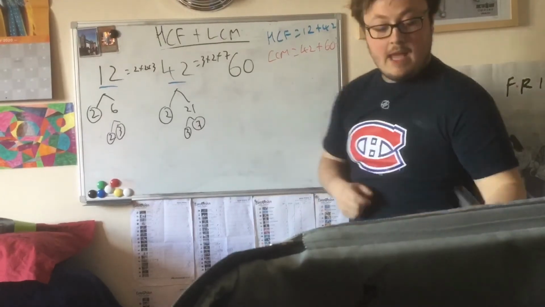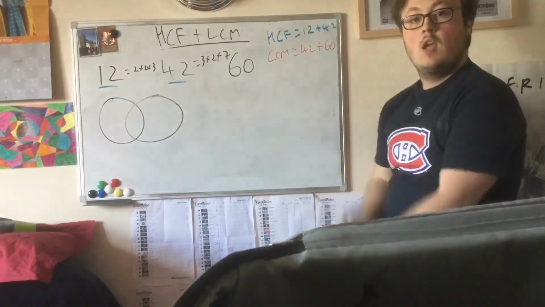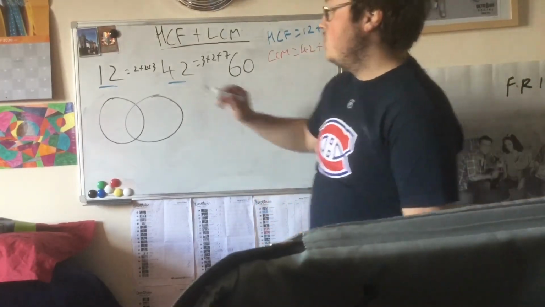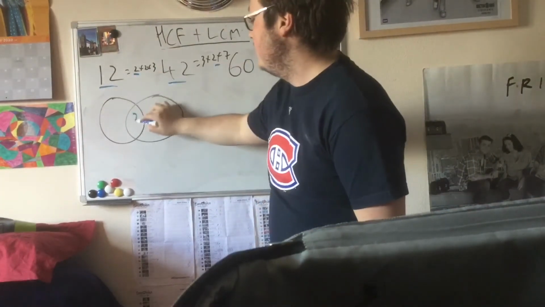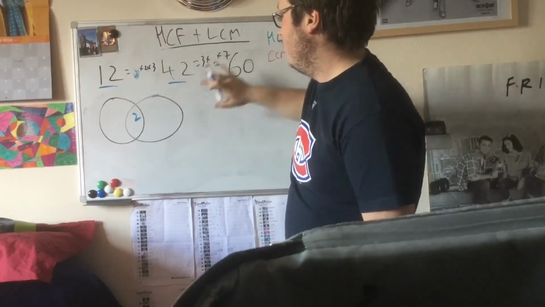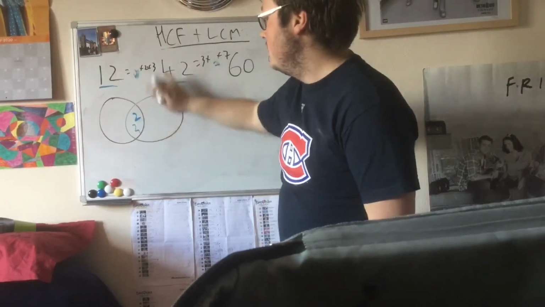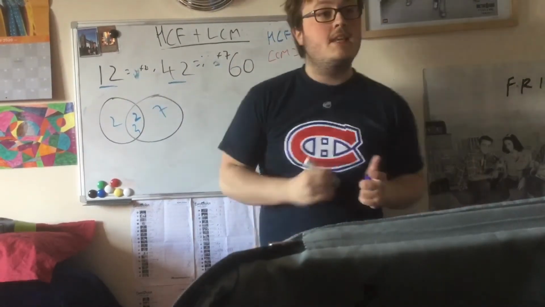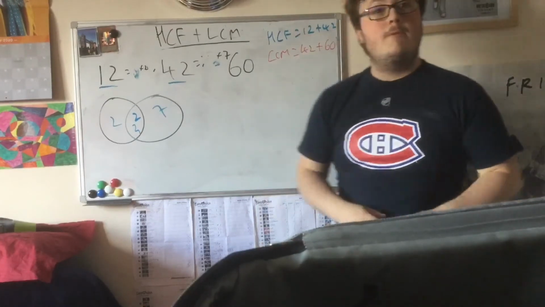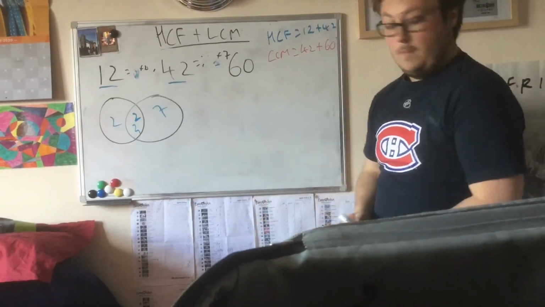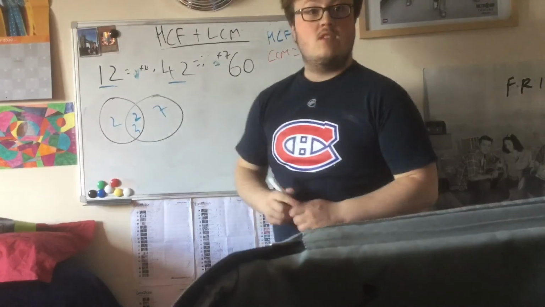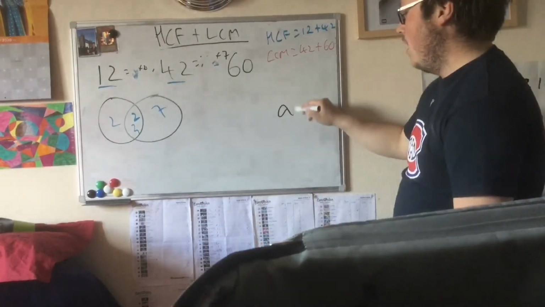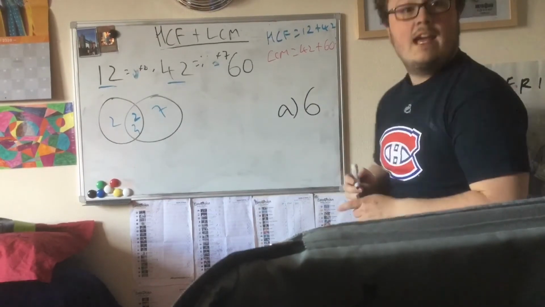The next thing we have to do is turn them into a Venn diagram. What we put in the middle: the 12 has a 2 and the 42 has a 2, so that goes in the middle. 3 there, that also goes in the middle. Then we put the 2 there and the 7 there. Now for this, we're only focusing on finding the highest common factor of 12 and 42. So we times the 2 and the 3 in the middle, and that gets us 6. So the answer for part A is 6.